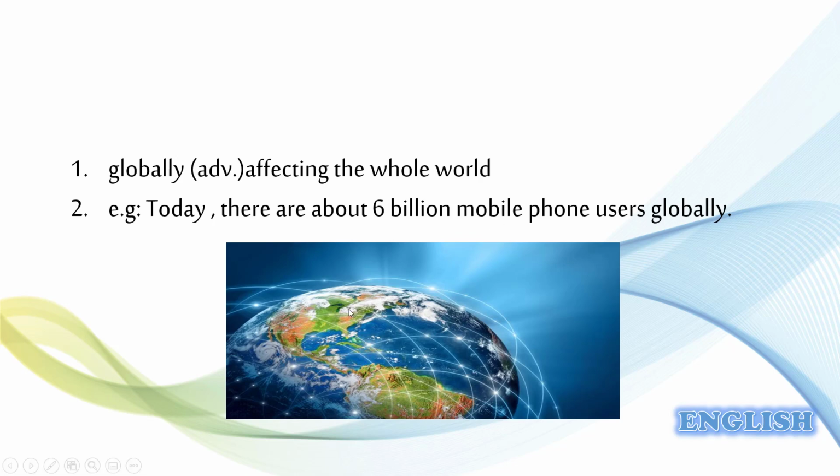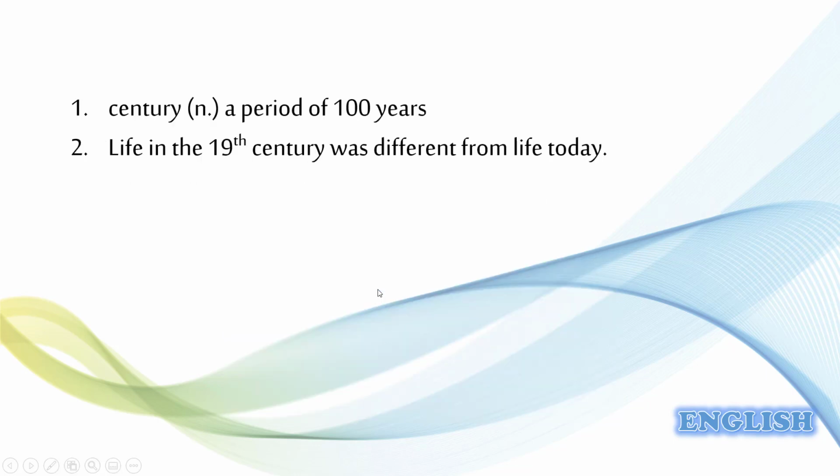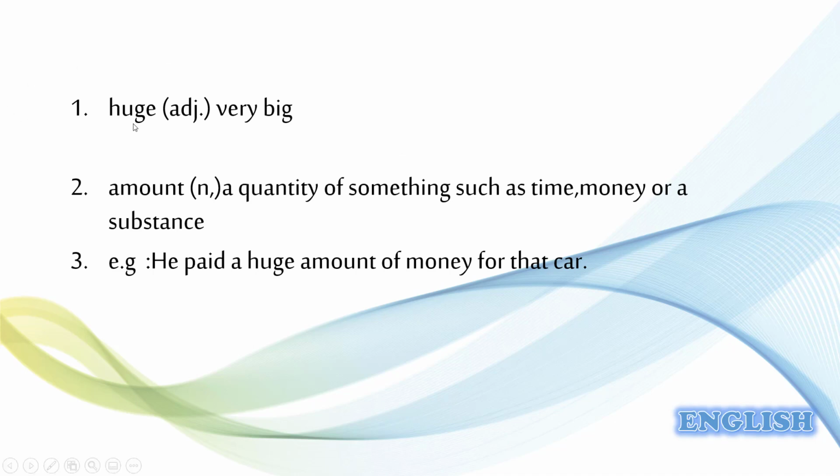Look at the picture. Globally. Affecting the whole world. Today, there are about 6 billion mobile phone users globally. Century. Century, a period of 100 years. Life in the 19th century was different from life today. Huge. Huge is an adjective. It means very big. Amount. A quantity of something such as time, money, or a substance. For example, he paid a huge amount of money for that car.